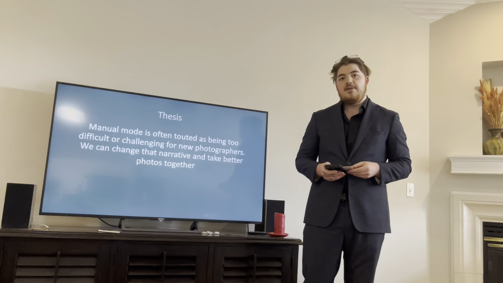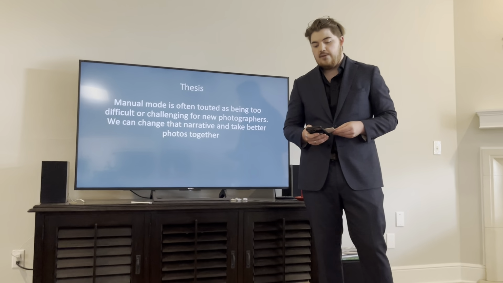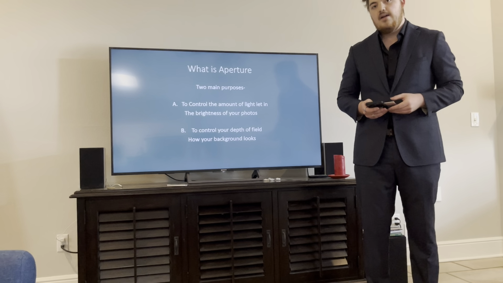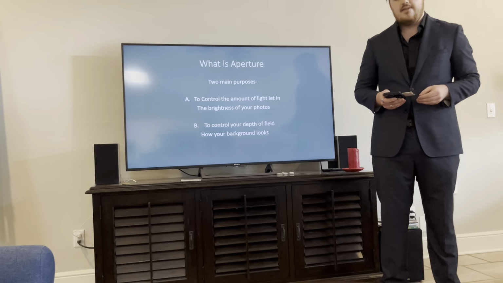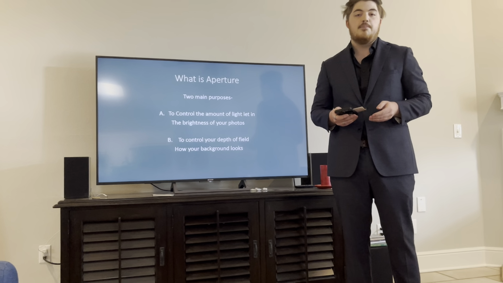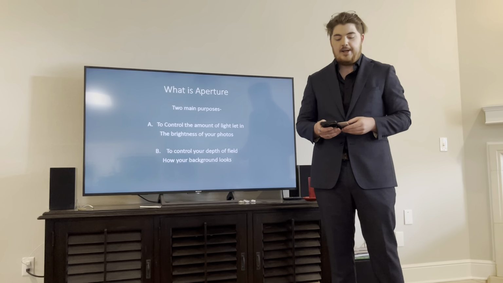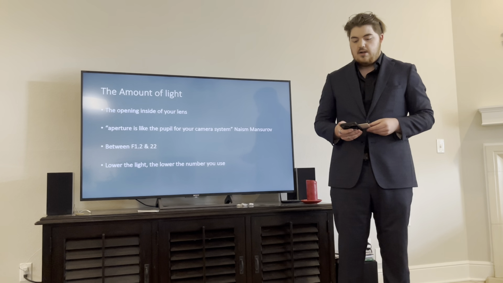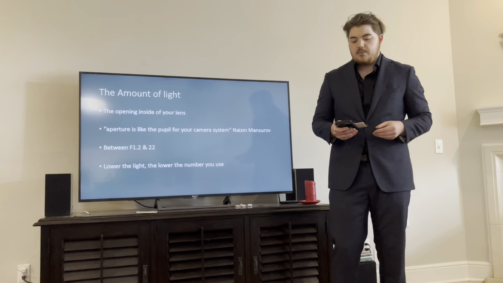So we'll start with the first building block of taking better photos, which is the aperture. The aperture serves two main purposes. It controls the amount of light let in through the camera lens and the depth of field, or the blurriness behind the object that you're shooting. So, let's start with the amount of light.